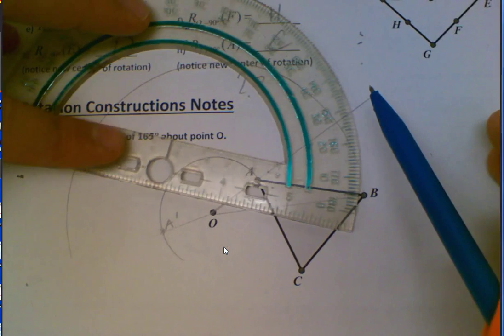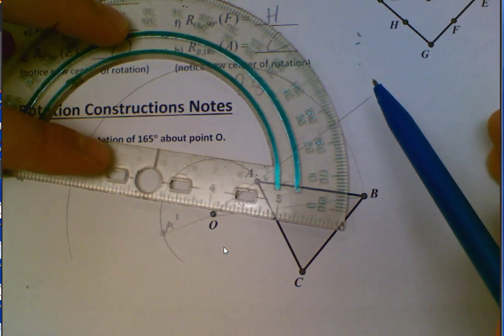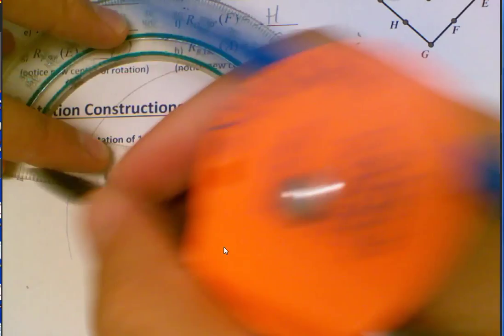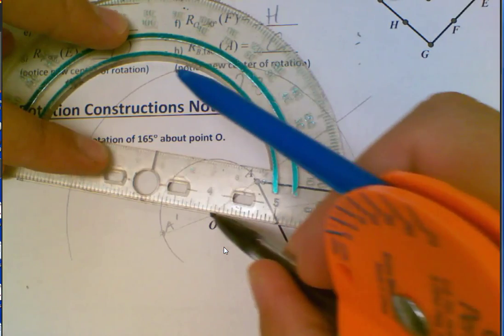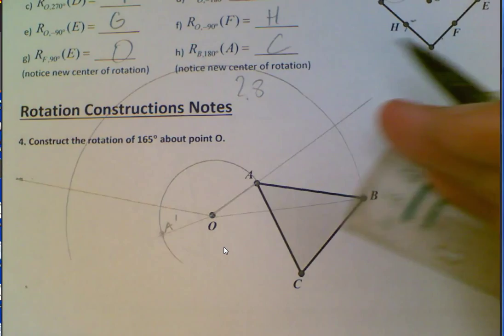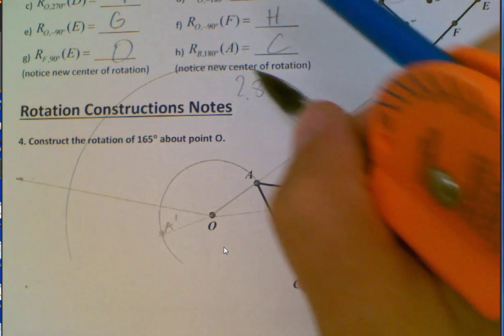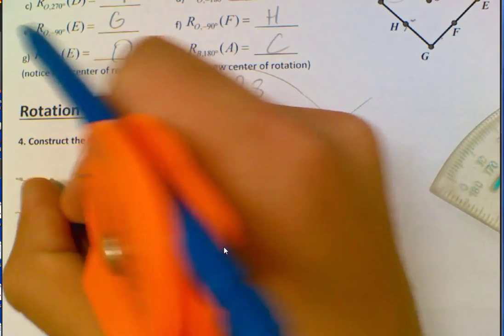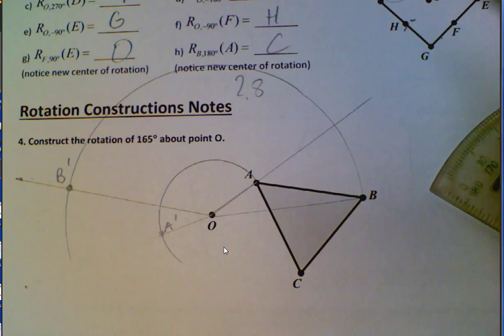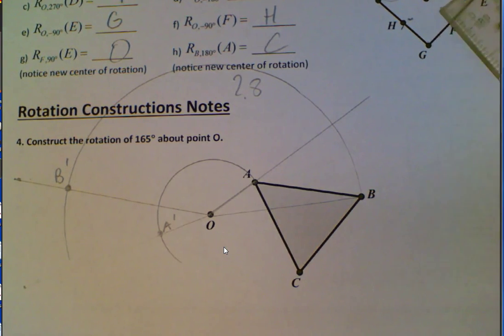Use my straight edge, make a straight line from the center to the spot I just found. And then I know that B is going to be on this arc, and this is 165 degrees, so there's B prime.